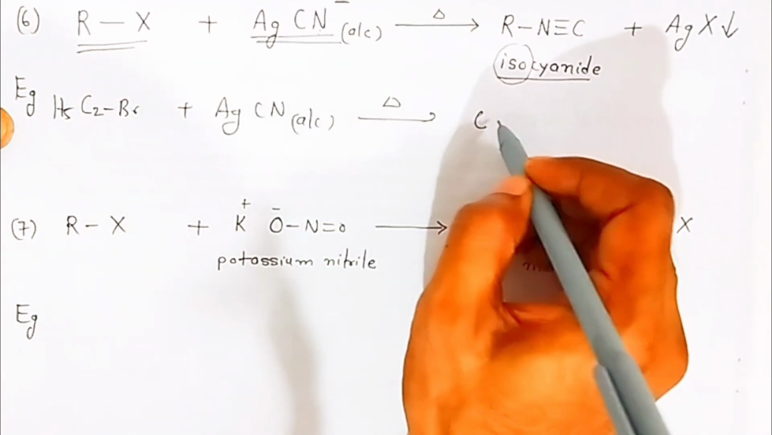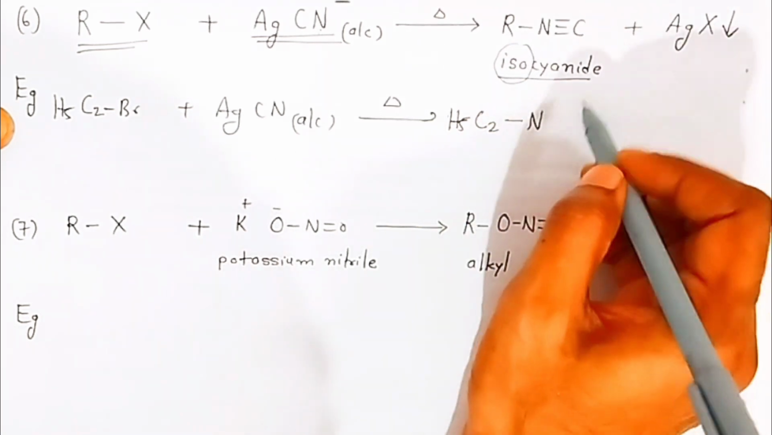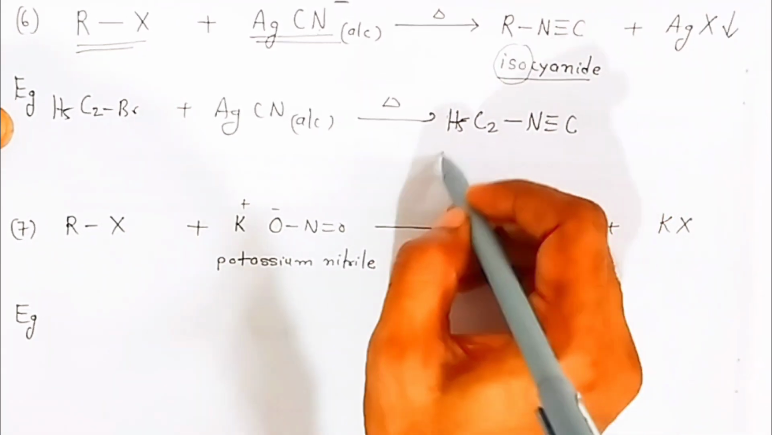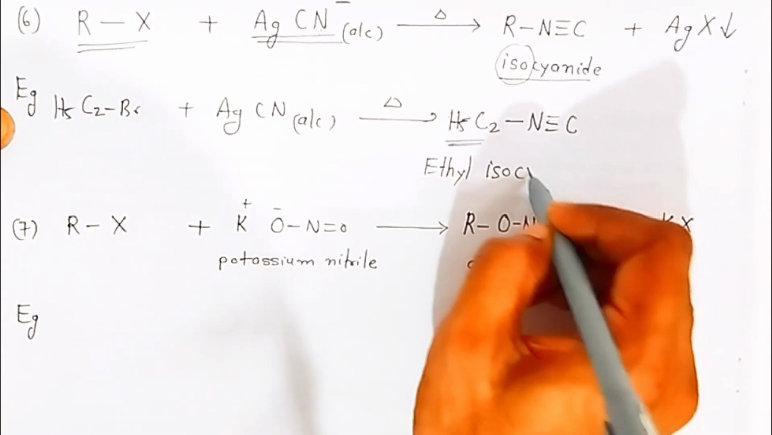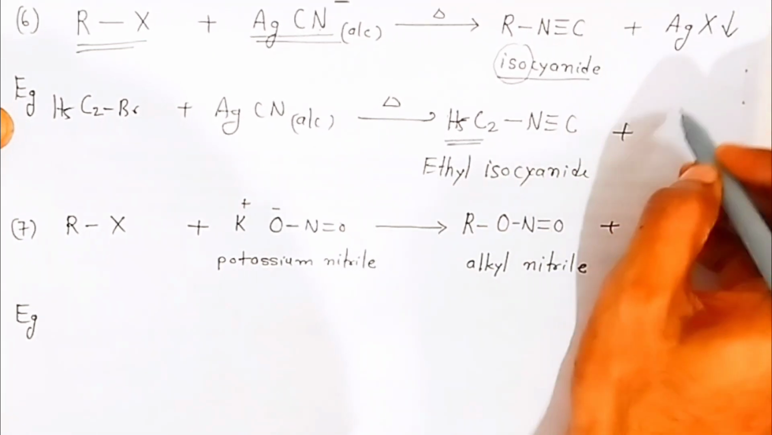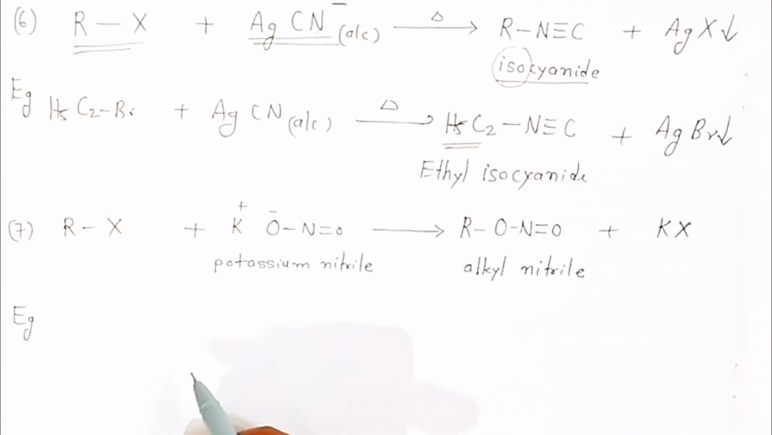What happens, students? This carbon of the ethyl will form the bond with nitrogen of the cyanide. So that is why it is called ethyl isocyanide. Now what will be the name of the compound? Ethyl isocyanide, and there is a formation of silver bromide.